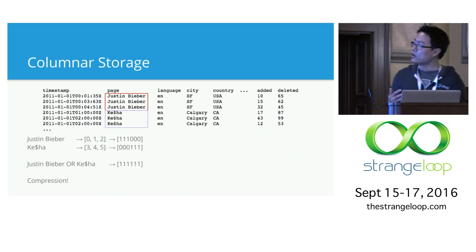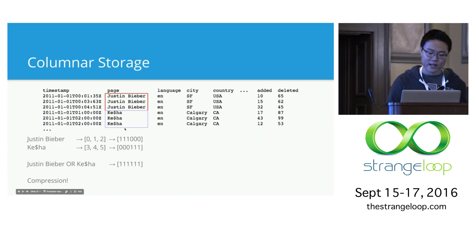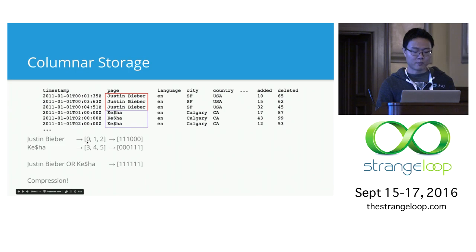The way that Druid gets very fast filters is it actually steals some ideas from search technology. If you look at our string dimension page, again, we have 2 string values, Justin Bieber and Kesha. Let's imagine we have 6 rows of data. We can create a very fast lookup, which tells us which rows Justin Bieber occurs in and which rows Kesha occurs in. So Justin Bieber here occurs in rows 0, 1, and 2. Kesha occurs in rows 3, 4, and 5.